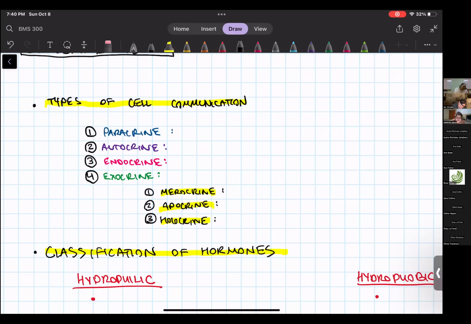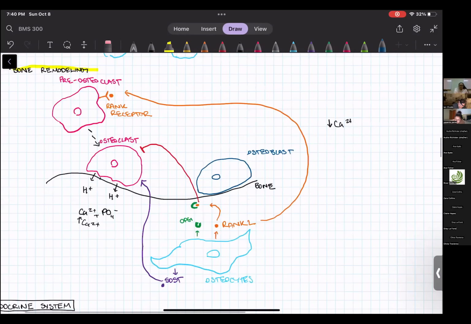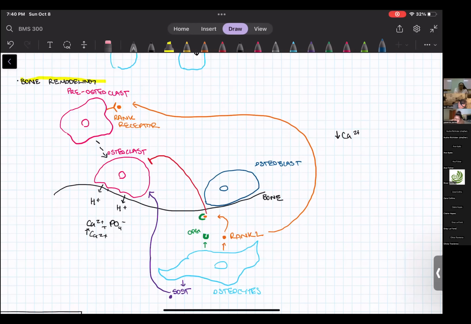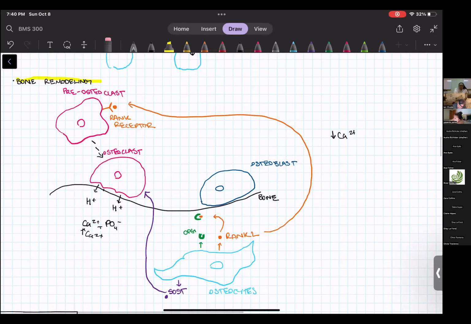Wait, does the OPG inhibit the pre-osteoclast or the actual osteoclast? I think it actually is the pre. Yeah, because if you think about it, if you're blocking RANKL, then you're not going to be able to have it go to the pre-osteoclast. You're blocking it from farther above the chain. SOST is the one going directly to the activated osteoclast that's already active and causing more bone resorption. Thanks for catching that.